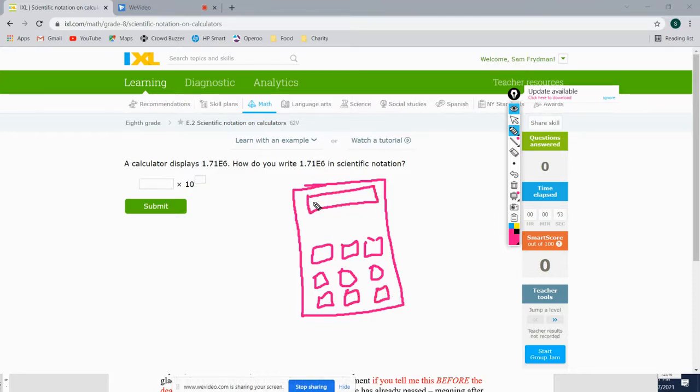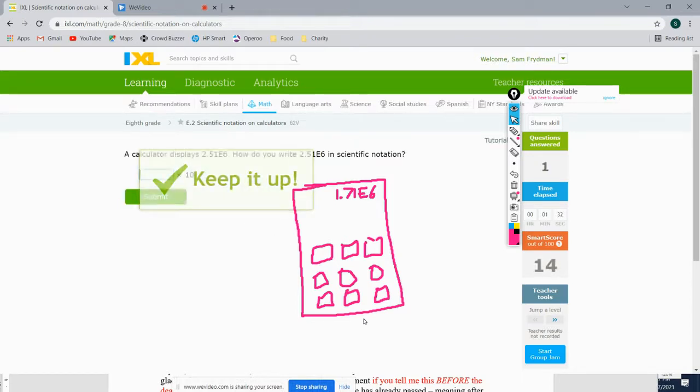On a lot of calculators, the screen is just a single line, and there's no way for the calculator to present something like 10 to the sixth power. On some calculators, they can do that. On other calculators, they can't put an exponent on this one line over here. So instead of writing that, they would just write 1.71 E6. But what that really means, what the calculator is trying to tell you, is that the number is 1.71 times 10 to the sixth power.